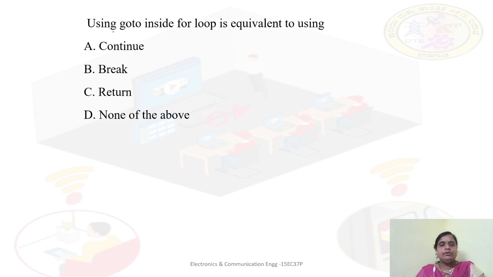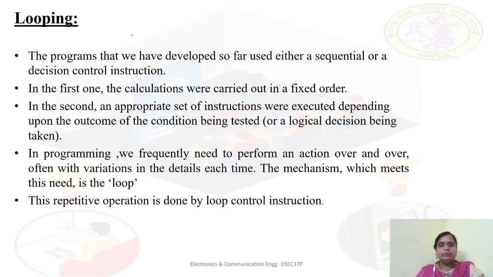One more question related to goto is, using goto inside a for loop is equivalent to using continue, break or return. Which of the following is it equivalent to? It is not equivalent to any, because in the continue statement, we move to the beginning. The break statement comes out of that loop totally, and return is used for subroutines. So goto is nothing but we are going to unconditionally jump to a particular given label. So that's why it is none of the options.